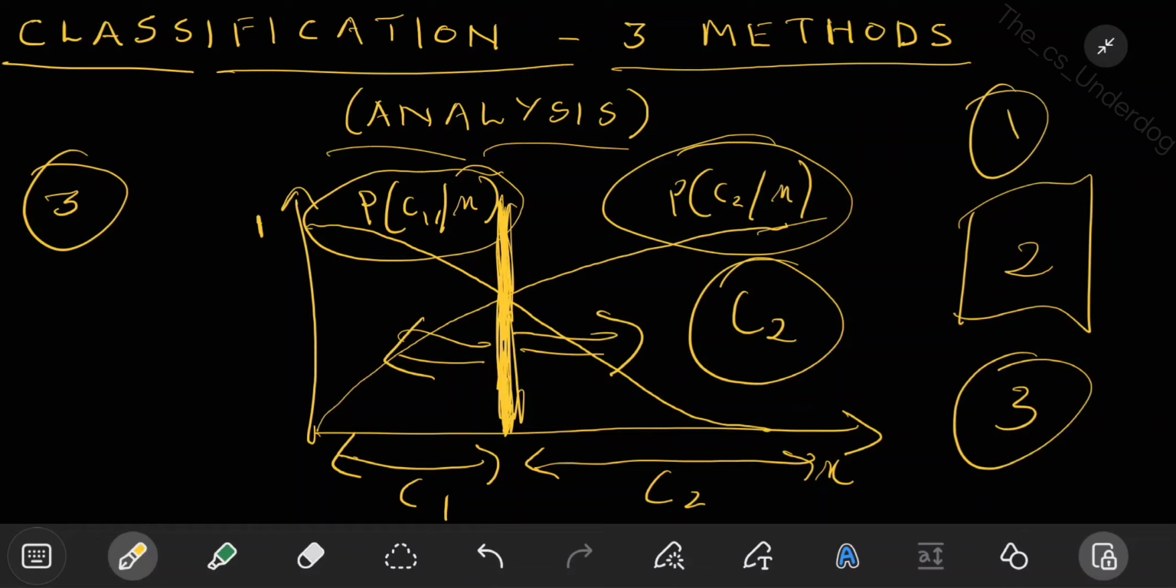Use the first approach if you want a complete idea of whatever is going on. You want complete probabilities. You want to maybe generate inputs. In those cases, go for the first approach. For easiness, go for the third approach. Generally, go for the second approach.